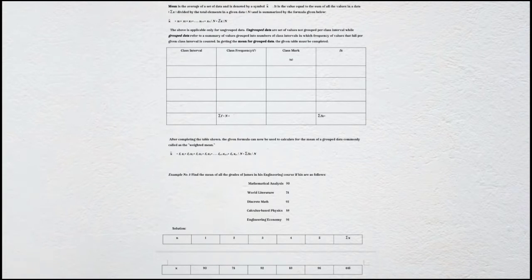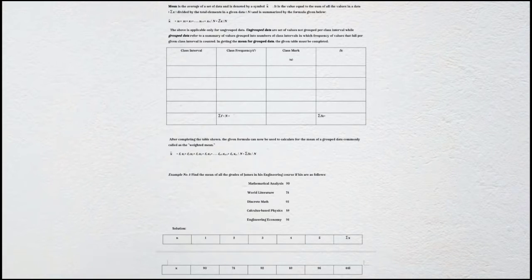Example number 1. Find the mean of all the grades of James in his engineering course if his grades are as follows: 90 for the mathematical analysis, 78 for the world literature, 92 for the discrete math, 89 for the calculus-based physics, and 96 for the engineering economy.